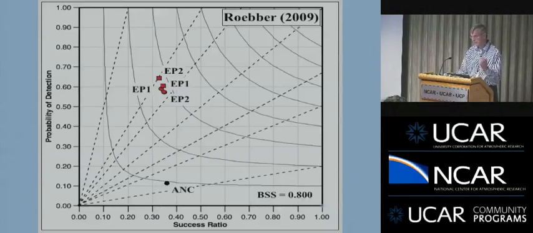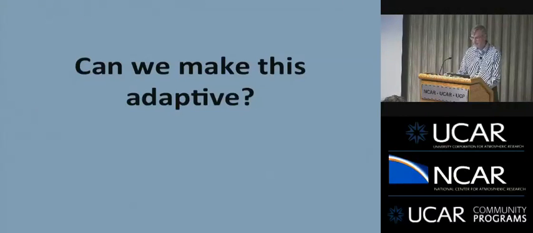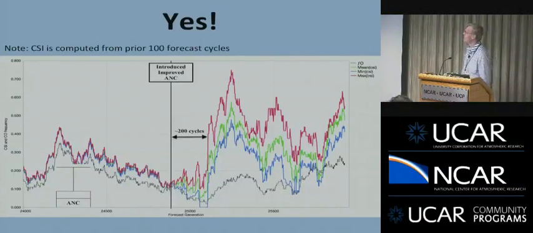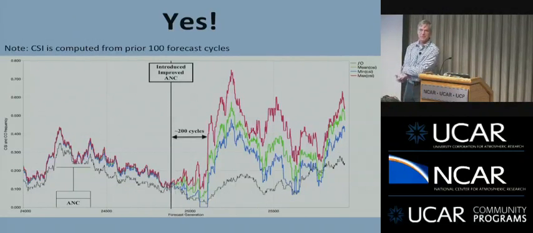Oh, you could also look at Brier's skill score relative to climatology. It's about 0.8, so that's pretty good. So one question you might have had is, can we make this adaptive? And if you didn't have it, I'm going to answer that question anyway. And the answer is yes. And it's probably not surprising, but because it's evolutionary, you might be able to make it adaptive.